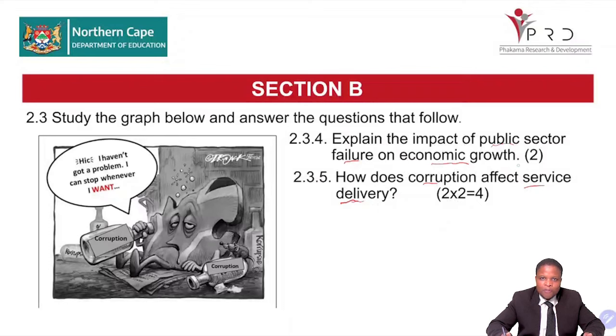Money provided by the government, the taxpayer money, won't be used efficiently. Therefore, you find that there is protest in the community because they are fighting for what? They are fighting for proper service delivery. So corruption will affect the service delivery in the community.